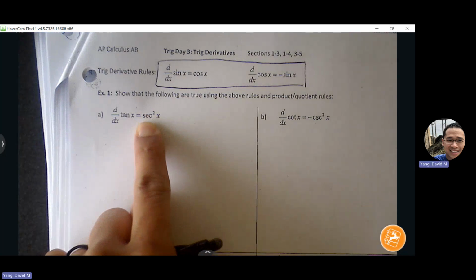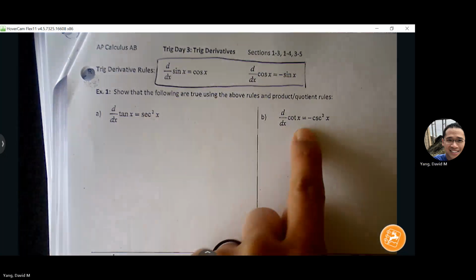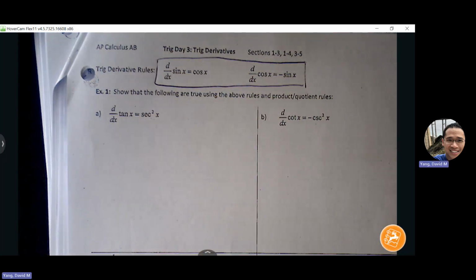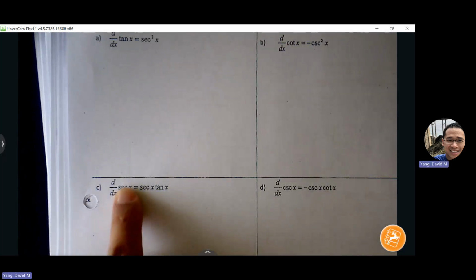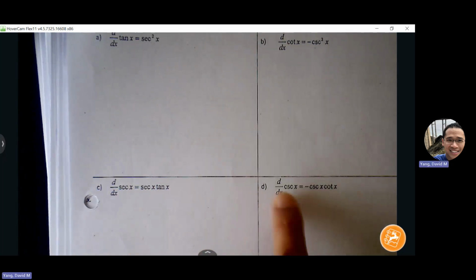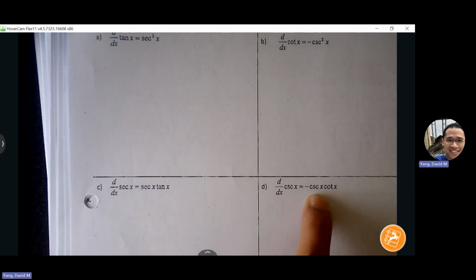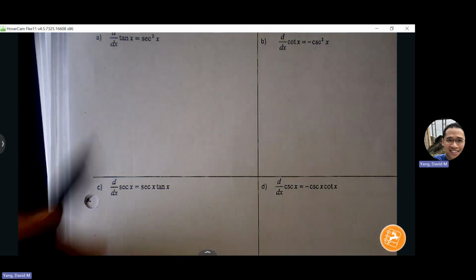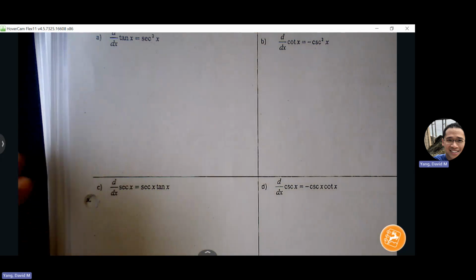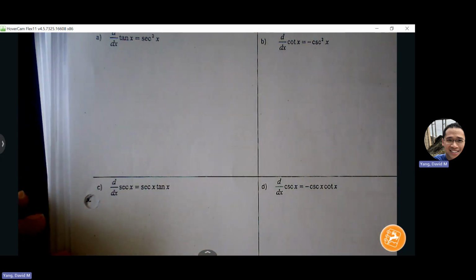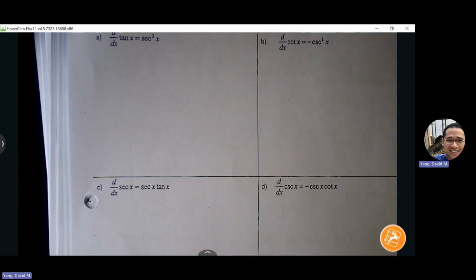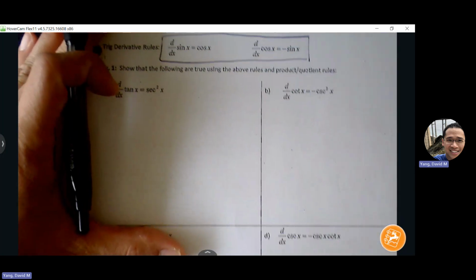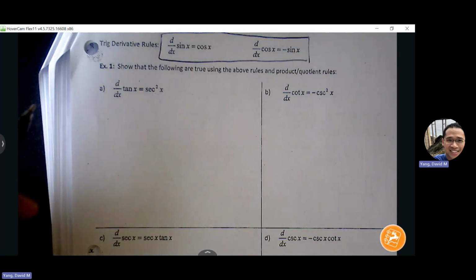Tangent's derivative is secant squared. Cotangent's derivative is negative cosecant squared. Secant's derivative is secant tangent, and cosecant's derivative is negative cosecant cotangent. So these are 6 we have to be able to memorize. But I have a way of working through and showing patterns to help us memorize these 6.